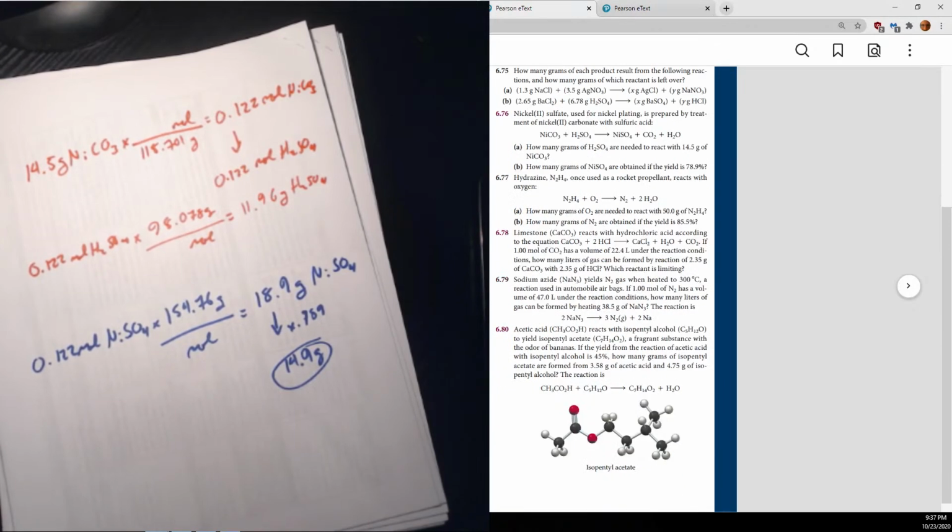78. Limestone, calcium carbonate, reacts with hydrochloric acid, and so on. If 1 mole of CO2 has a volume of 22.4 liters, how many liters of gas can be formed by the reaction of 2.35 grams and 2.35 grams? Which is the limiting reactant? Okay.